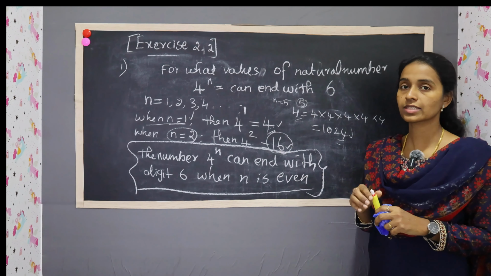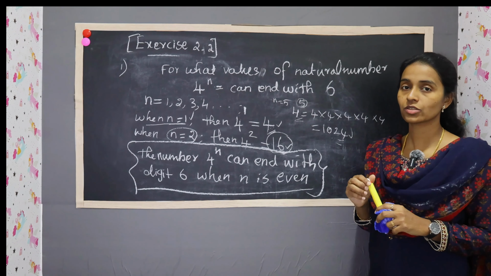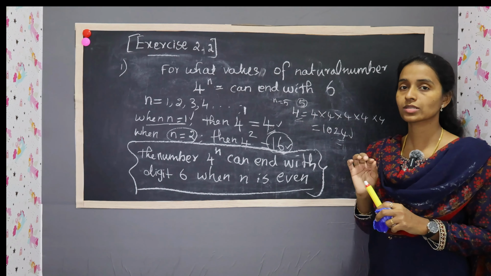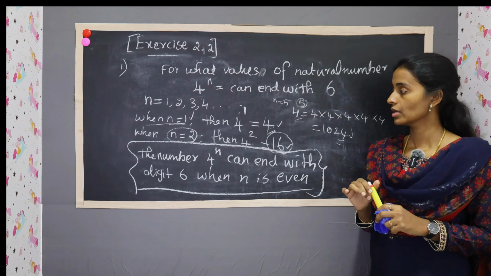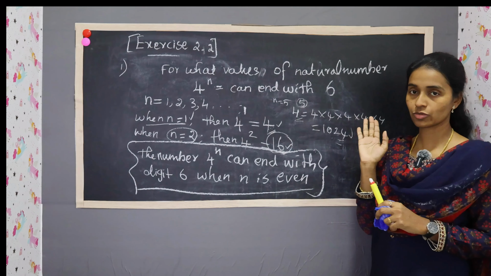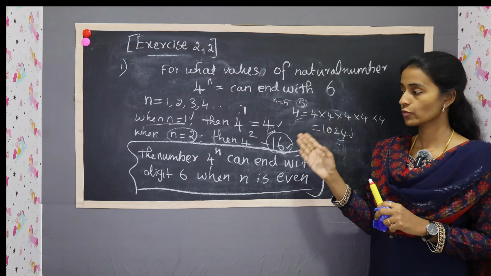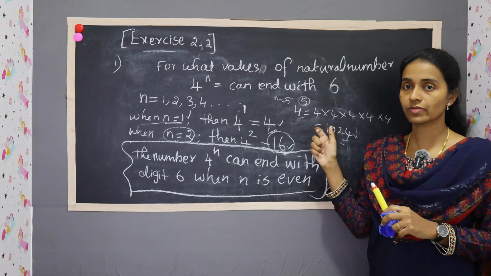This is very simple. Understand the concept and try to do it yourself. For this problem, you have to know what a natural number is, and you have to know the multiplication process, like 4 power something, and simplify that.